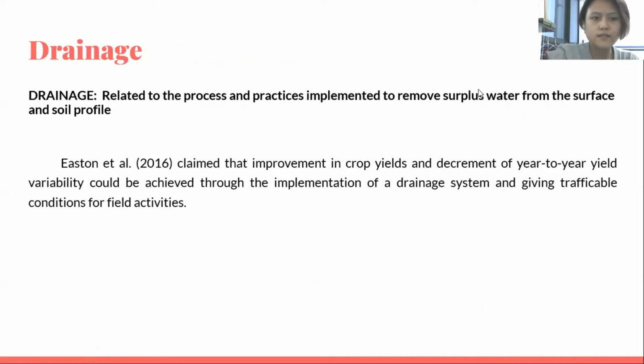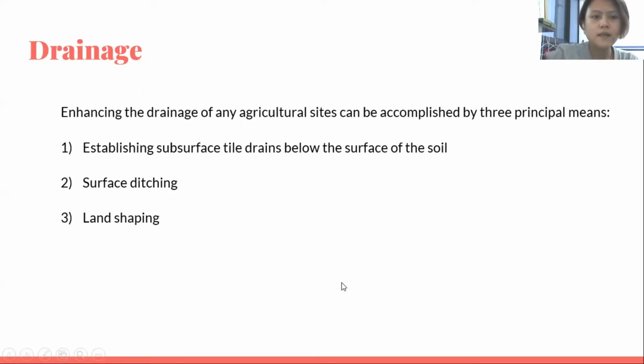Drainage is basically the processes and practices implemented to remove surplus water from the surface and the soil profile of the land that farmers use as their agricultural site. Easton et al. claim that improvement in crop yields and decrease in year-to-year yield variability could be achieved through the implementation of a drainage system and by giving trafficable conditions for field activities.